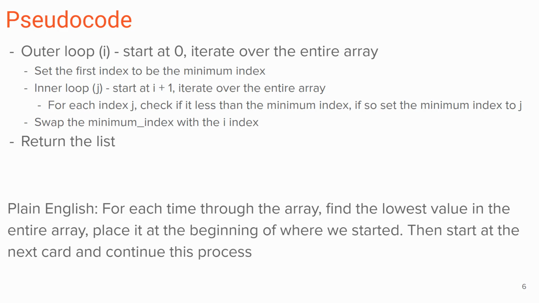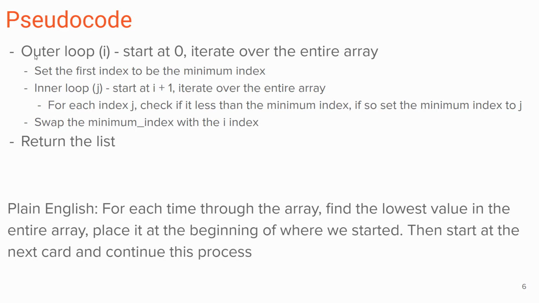For each index j, we're going to check if it's less than the minimum index. If so, set the minimum index to j. All this line is telling you is, if we see something lower than what we're keeping track of at the minimum index, then we're just going to set our minimum index there, because the whole point of this is we iterate over the array, find the minimum value, and then basically shove that minimum value to the beginning. And that's what this is right here. We're going to swap the minimum index with the I index at the end.